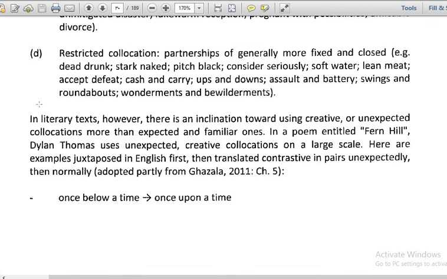Okay, so in literary texts, however, there is an inclination toward using creative or unexpected collocations more than expected and familiar ones. In a poem entitled Fern Hill, Dylan Thomas uses unexpected creative collocations on a large scale.